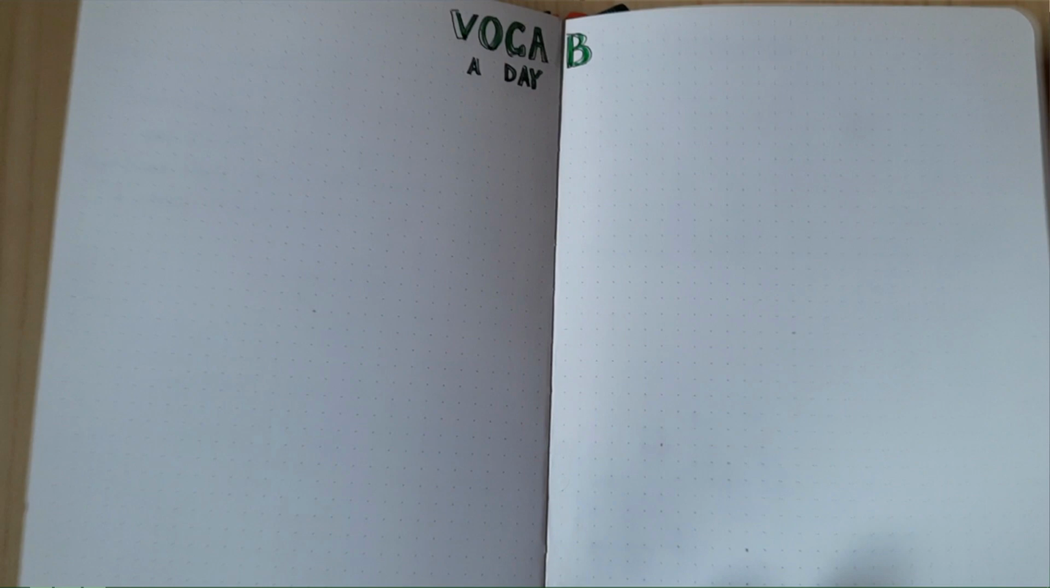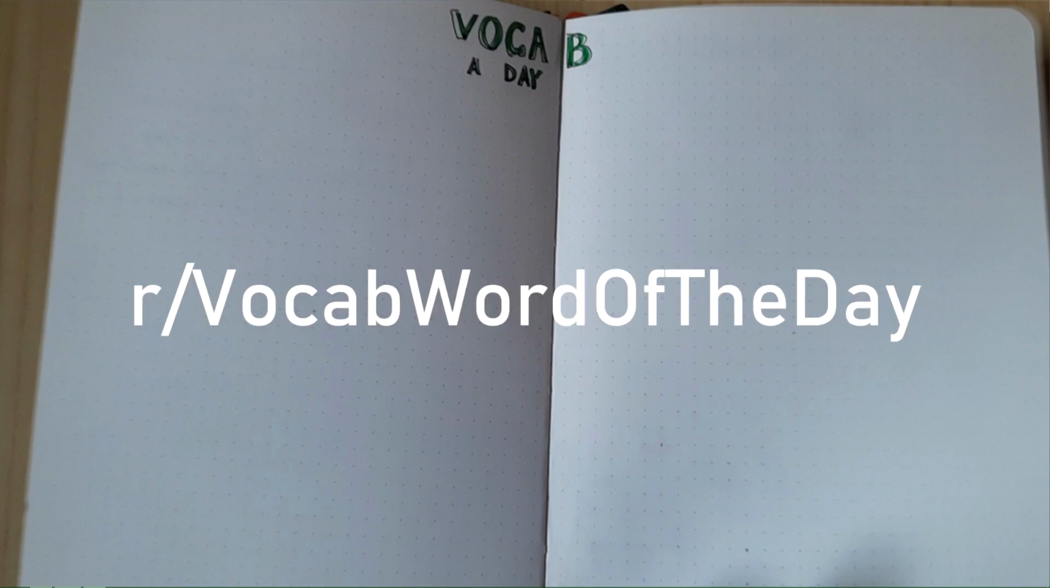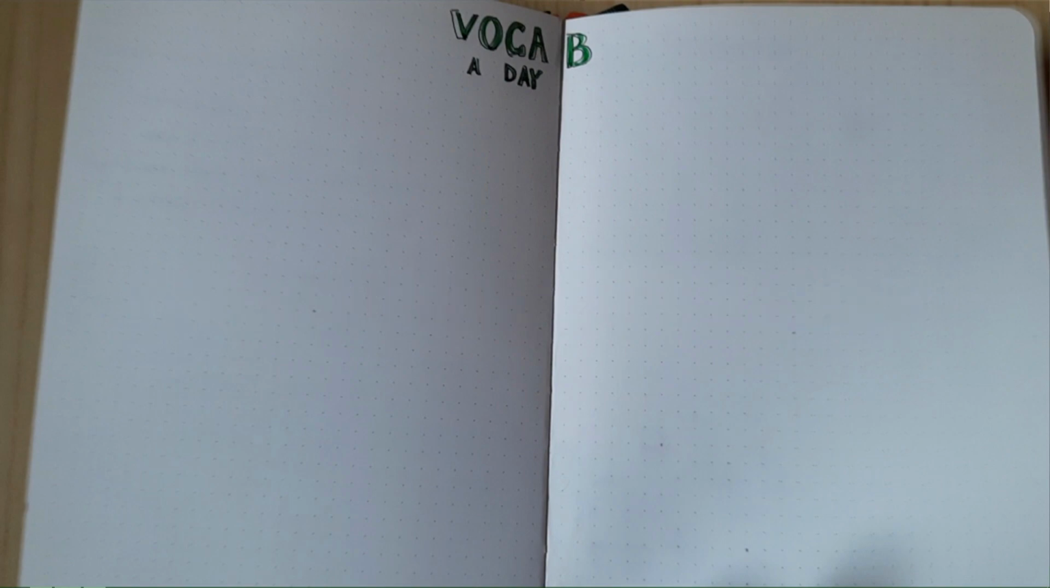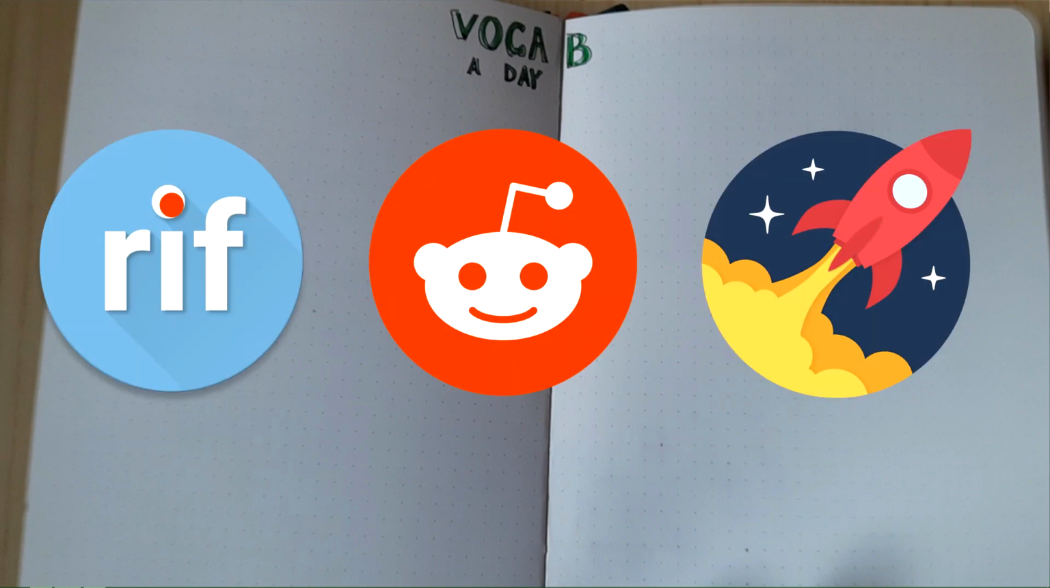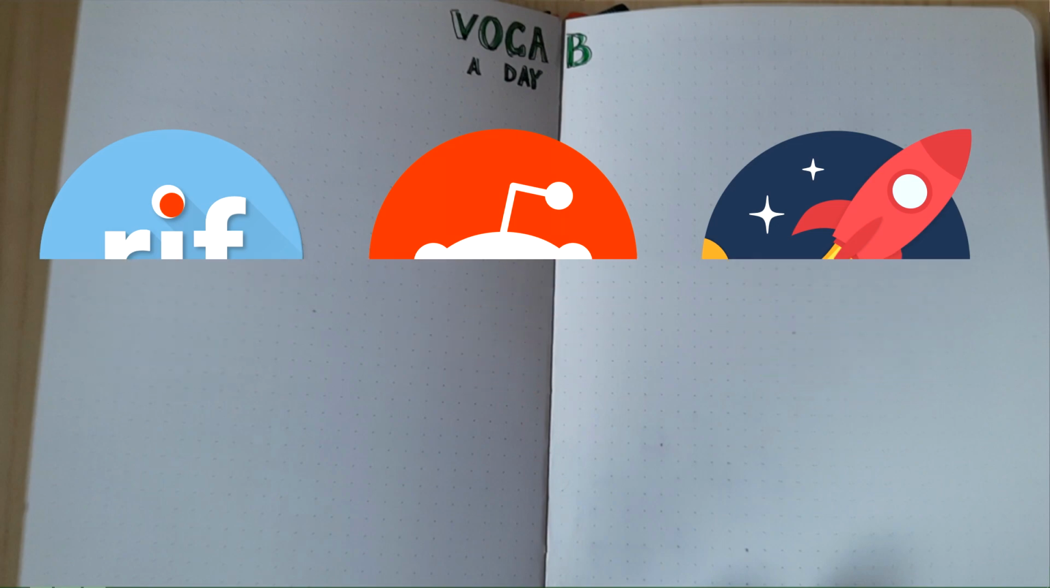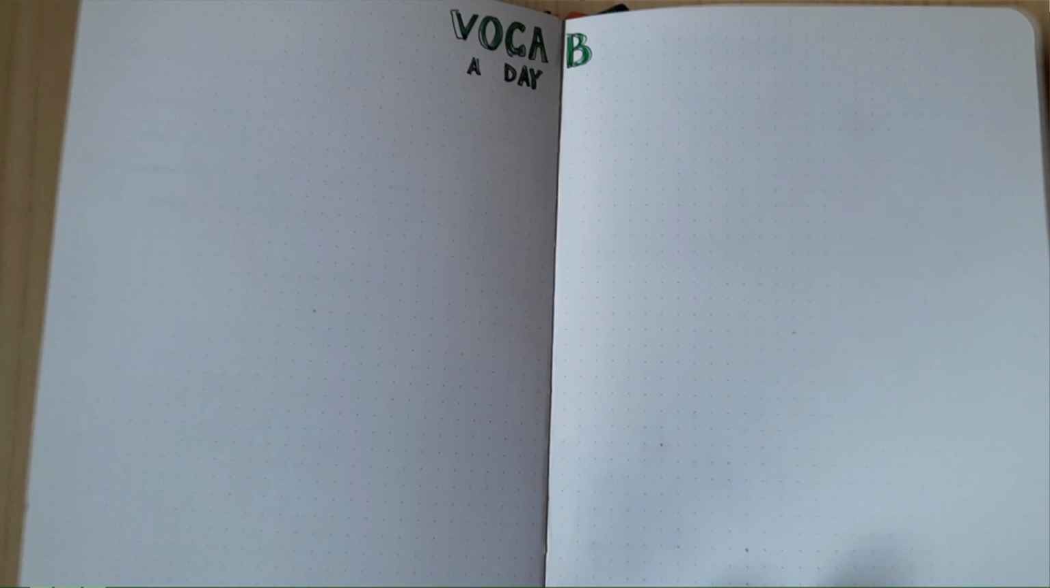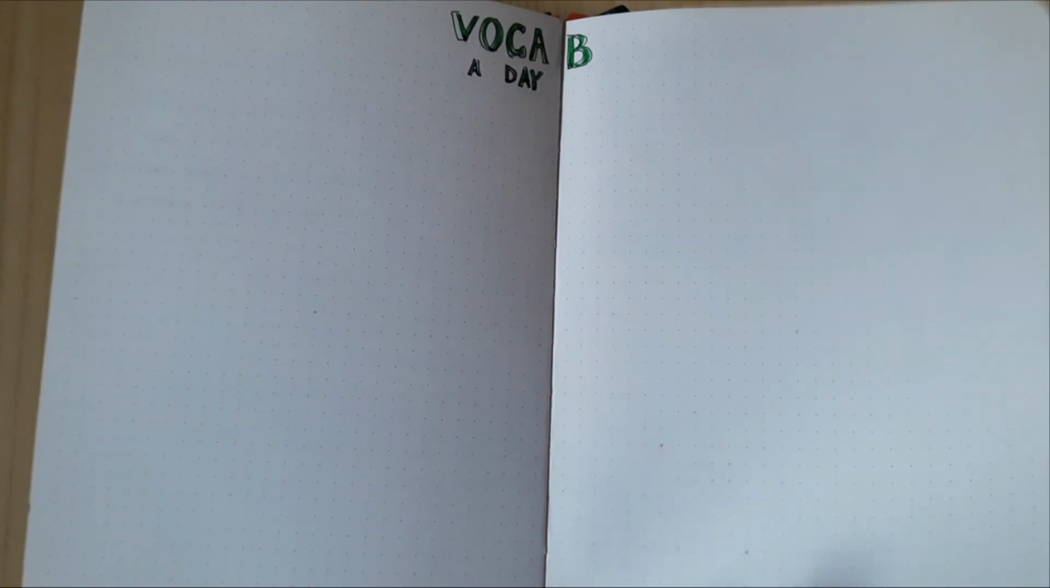So the idea behind Vocab a Day was to write a word each day from a subreddit called Vocab Word of the Day. But the thing was, I would get distracted whenever I used Reddit. And so for the last few months, I have been trying to spend less time on Reddit, which is why I deleted all apps related to Reddit from my mobile. And I don't use my journal when I work on my computer. So this section never got updated.